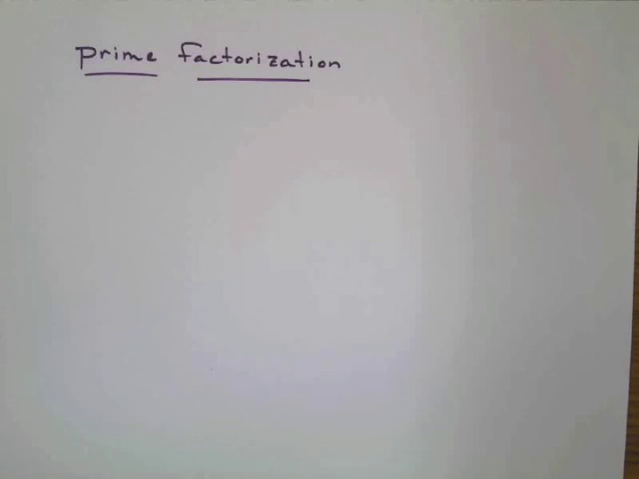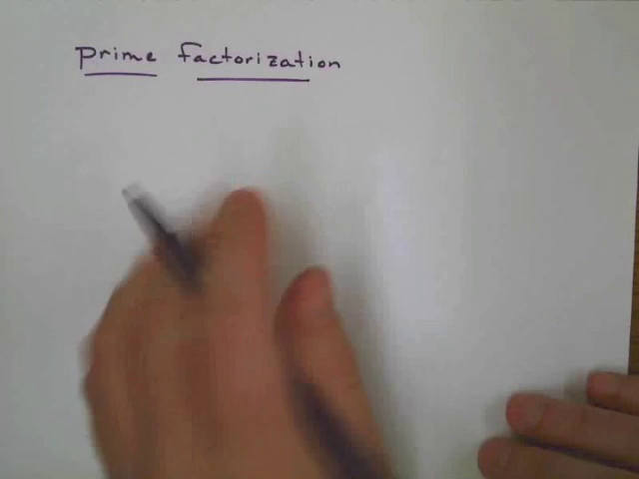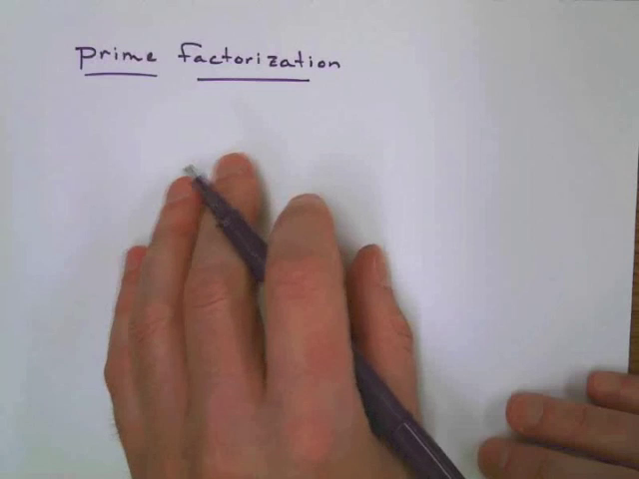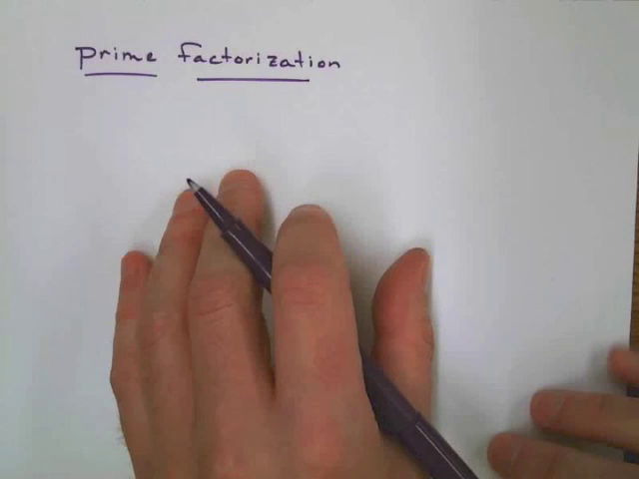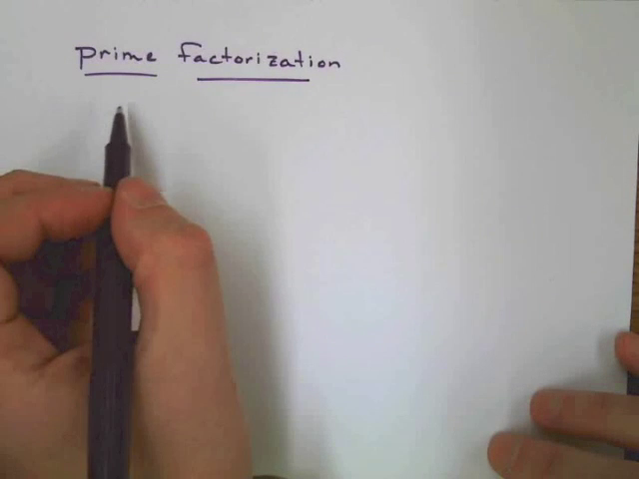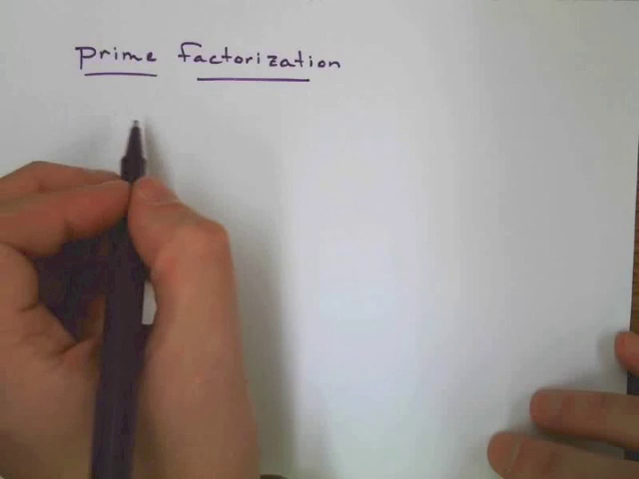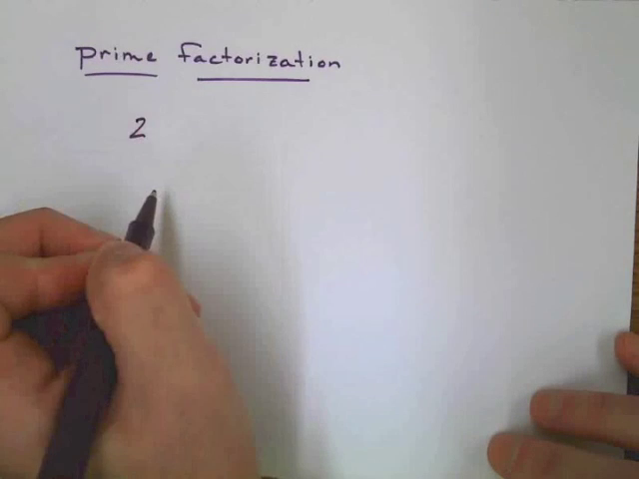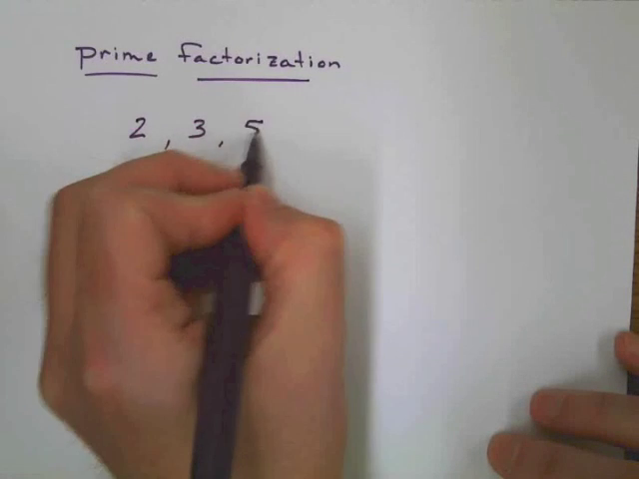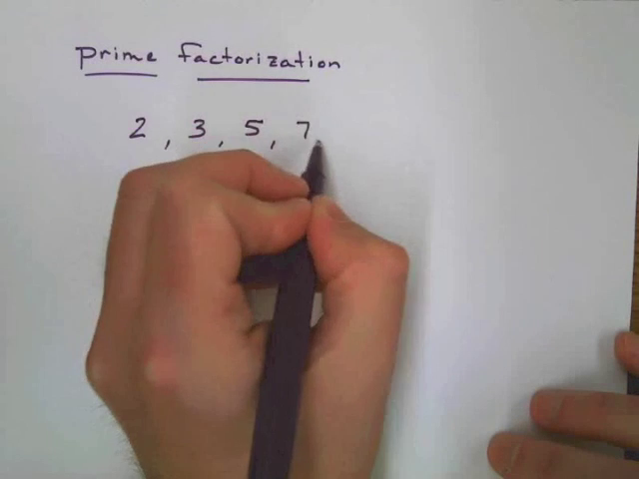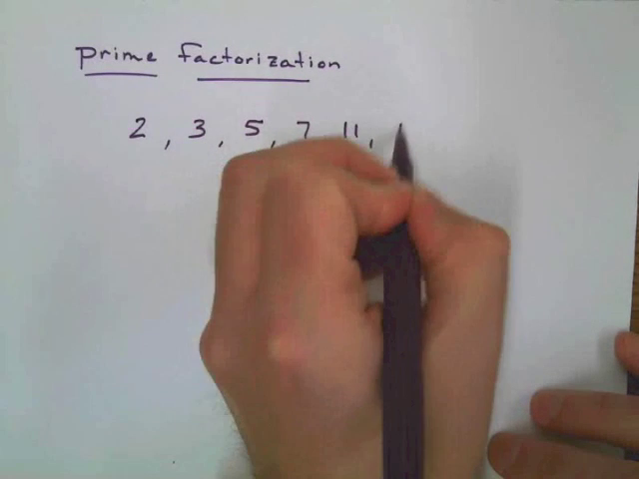Lesson 4-2, Example 2. Our objective is learning to write prime factorizations of composite numbers. The prime factorization of a number is the number written as a product of its prime factors. So prime factors would be numbers that are prime numbers. For example, 2 is a prime number, 3 is a prime number, 5 is a prime number, 7, 11, 13.